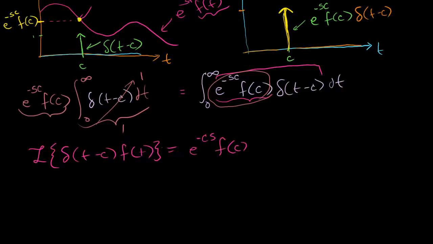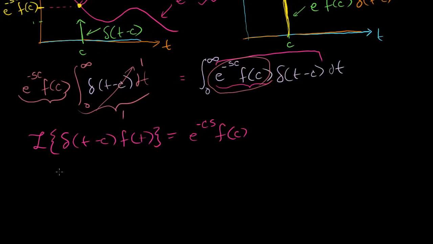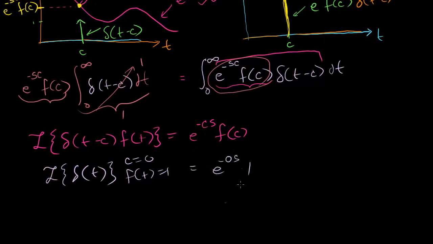So from this, we can get a lot of interesting things. What is the Laplace transform of just the plain vanilla delta function? Well, in this case, we have c equal to 0, and f of t equal to 1. It's just a constant term. So the Laplace transform of this is just e to the minus 0 times s times 1, which is just equal to 1. So the Laplace transform of our delta function is 1, which is a nice, clean thing to find out.